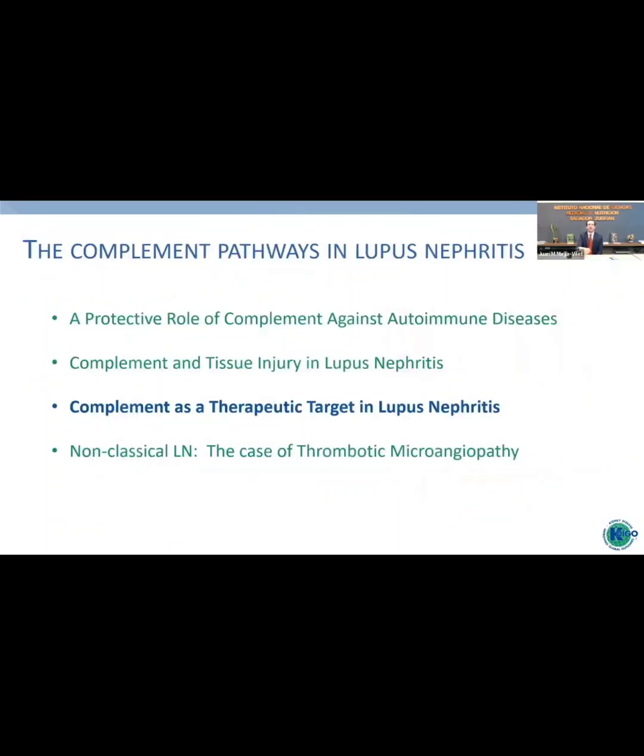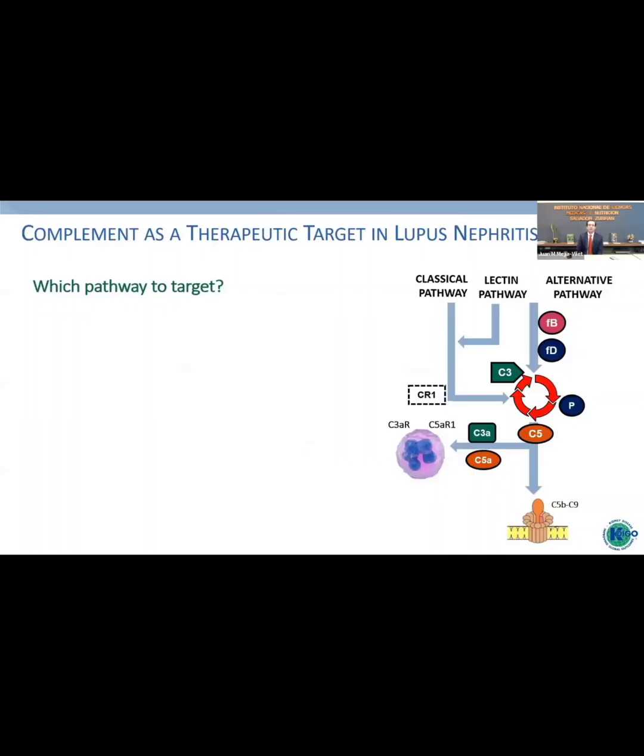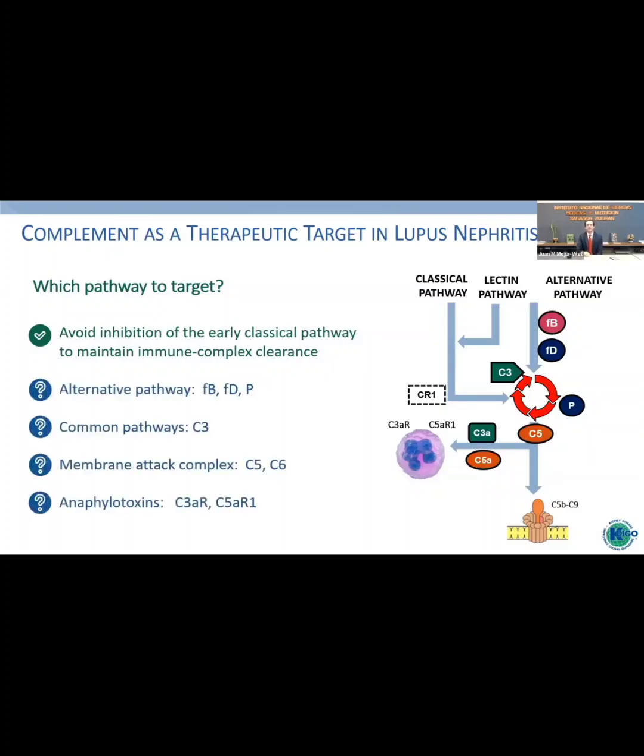So let's jump into complement as a therapeutic target, and move forward to treatment. There are many questions. Some of them are here. First, we can question which pathway to target. We know that we have to avoid inhibiting the early classical pathway, to avoid inhibiting those opsonins that help eliminate the cellular debris, but it's not so clear if we have to go for the alternative pathway, the common pathway, the anaphylatoxins and their inflammatory damage, or the membrane attack complex, or maybe a combination of them.